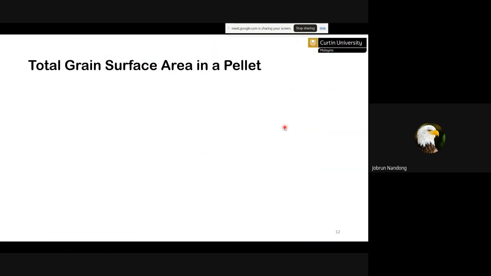Okay. All right. Total grain surface area in a pellet. So basically, we imagine that we have a lot of pellets. In the pellets, we have many grains there. So here we are interested in calculating the total grain surface area in a pellet.